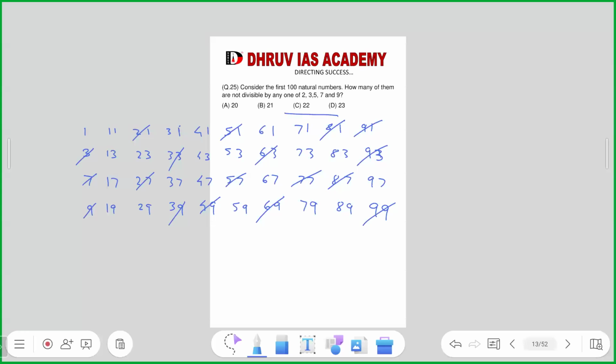So you have to go methodically, step by step, by eliminating numbers. You don't have to waste your time writing all the 100. What we have done here is first we have ruled out all the even numbers, because divisible by 2 means even numbers, and then 5, like 5, 15, etc. So I have not written those numbers. I have just written all the odd numbers, again excluding those ending with 5. And then we have found just 22 numbers. So the correct option is C.